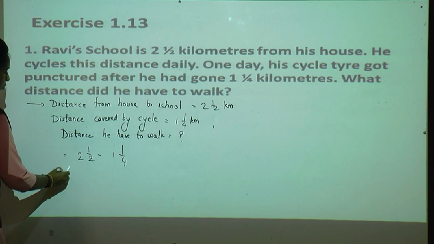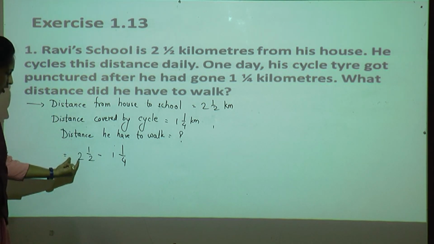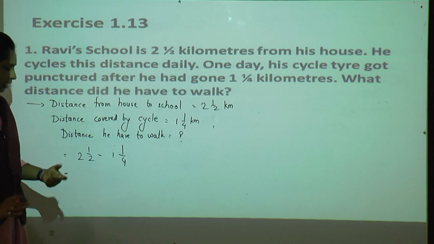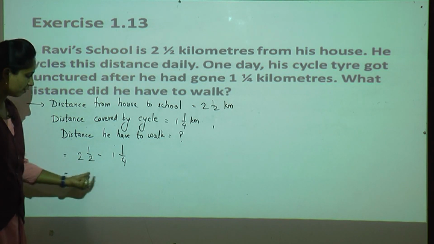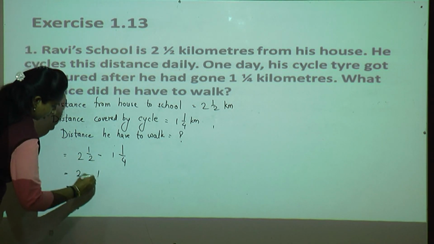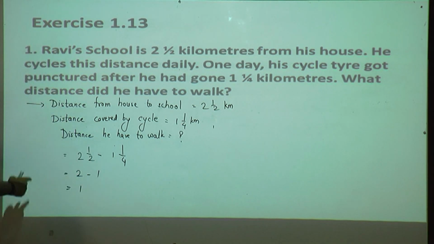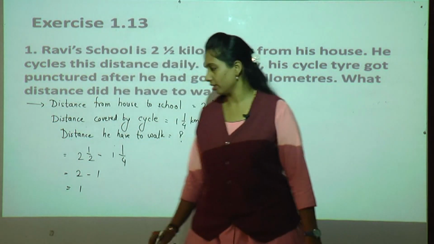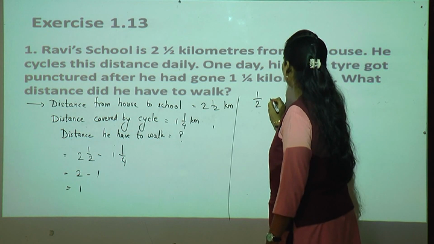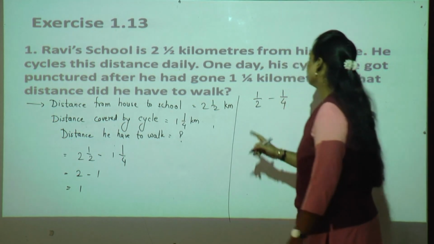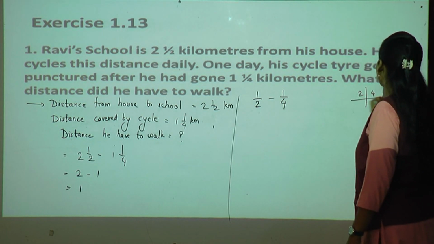Now see, in this question, students, now mixed fraction is there. So what we will do first? Denominators are not same, so we cannot subtract. We have to find out the LCM. Now whole numbers we will take together. 2 minus 1. So 2 minus 1 is 1. Now we will take together fractions this side. Now see, what are the fractions? 1/2 minus 1/4. Now denominators are not same, so find out the LCM of 2 and 4.